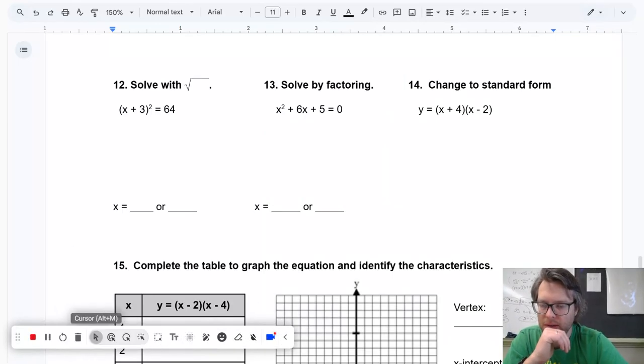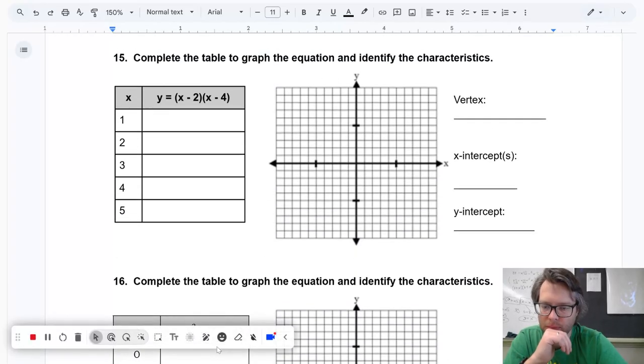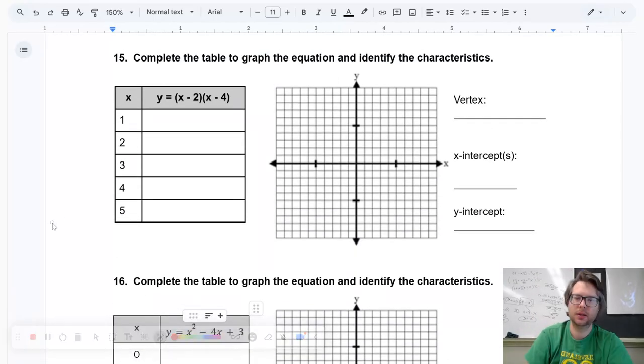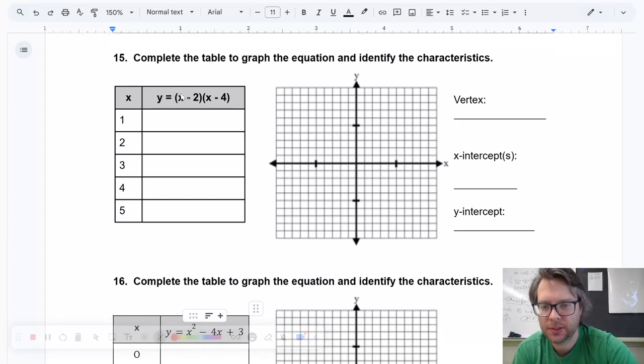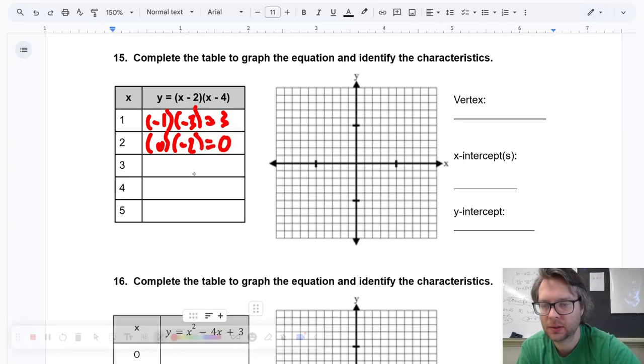All right, scooting on down. We are graphing, and this one looks like x minus 2 times x minus 4. So when I plug it in, I'm plugging in x equals 1 for both of those. So 1 minus 2, 1 minus 4. Multiply those together, I get 3. 2 minus 2, 2 minus 4. Multiply those together, I get 0.